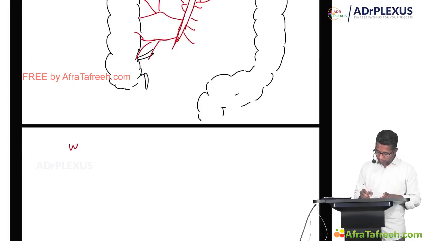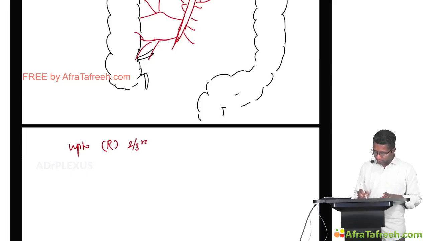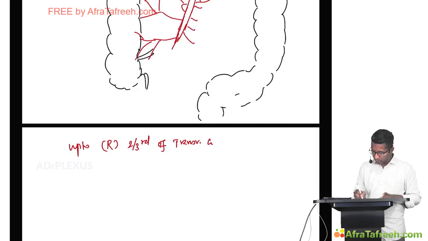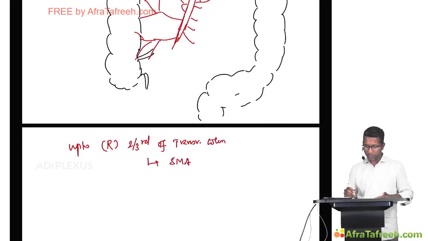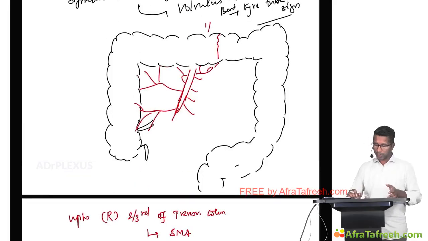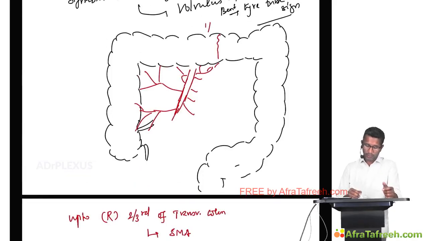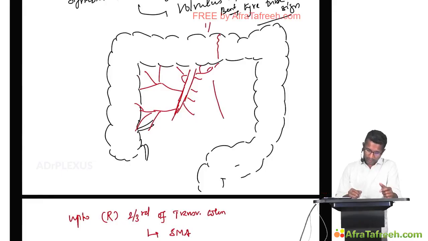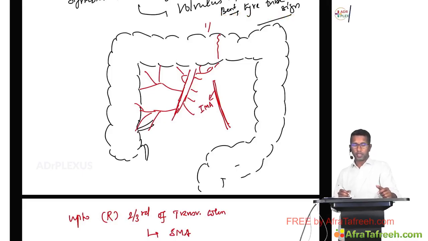So up to the right two-thirds of the transverse colon, the blood supply is by the superior mesenteric artery. Now the next artery comes from the aorta at the level of L3, running towards the left side. This is called the inferior mesenteric artery.